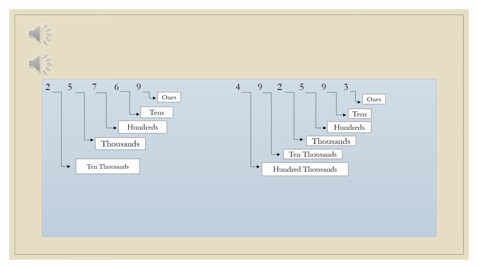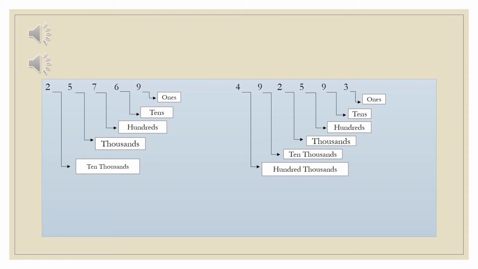As you can see, the 25,769 has its own designated place value. The number 9 is on the ones place, number 6 is on the tens place, number 7 is on the hundreds place, number 5 is on the thousands place, and number 2 is on the 10,000s place.